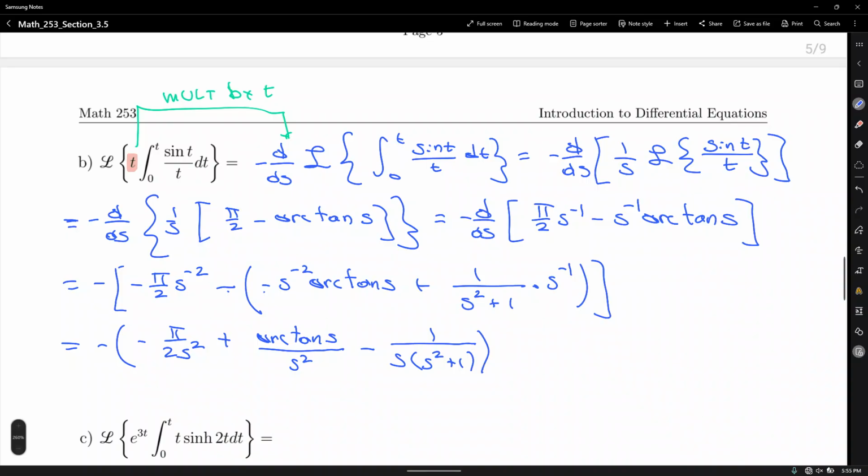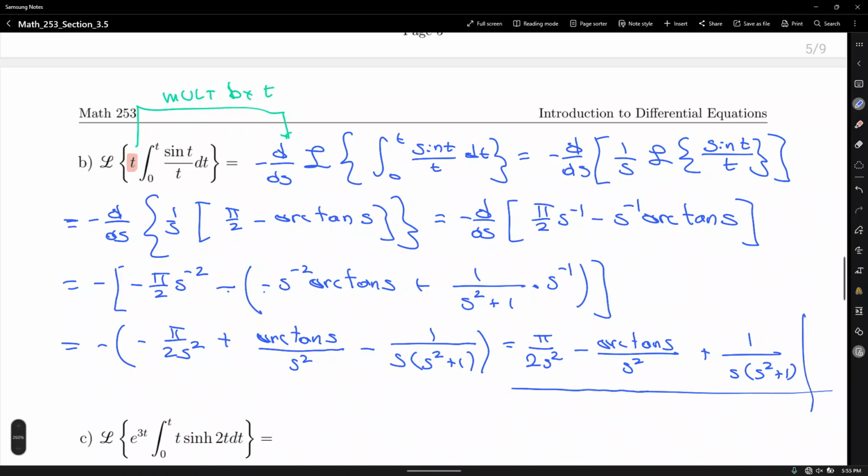The last step right here is just to distribute the negatives, right? That's pi over 2 s squared minus arctan of s over s squared, and then, oh wait, yeah, and then plus 1 over s times s squared plus 1. And that's final answer. Okay, that is our final answer.